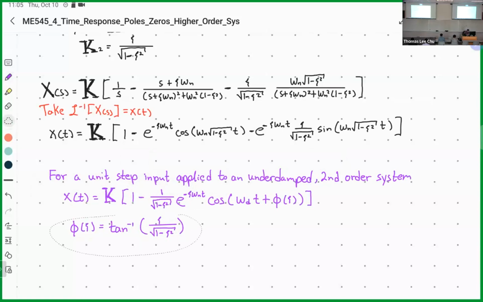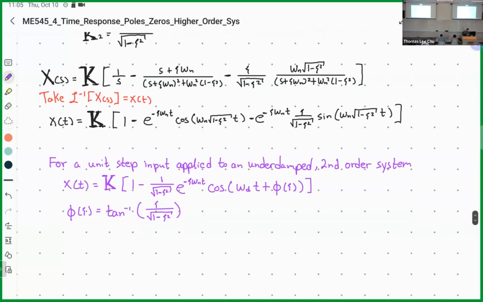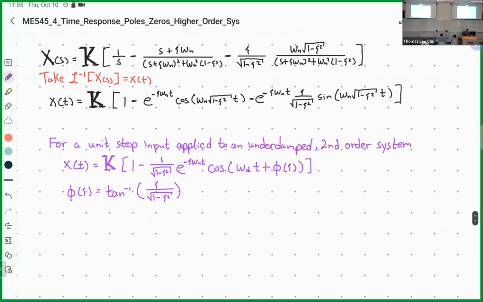And that's your phi term here. So basically this cosine and sine term being added together is encapsulated as an expression of cosine with a phase shift instead, because when you add cosine and sine together like that, you can consolidate these two terms and include it as a phase shift. One last thing, I already defined it earlier, but the damped frequency is omega n times the square root of 1 minus zeta squared.